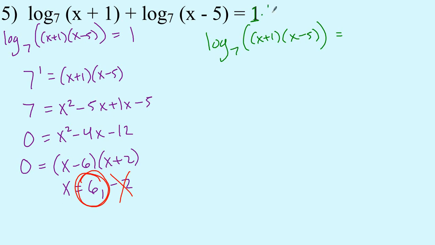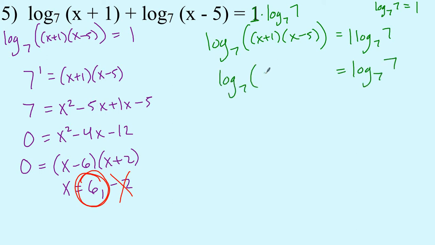So essentially, if we multiply it by log base 7 of 7, well, that's just multiplying it by 1, right? Log base 7 of 7 is 1. So this is 1 times log base 7 of 7, so it's just log base 7 of 7. Then x plus 1, x minus 5. And notice we're getting the same thing.